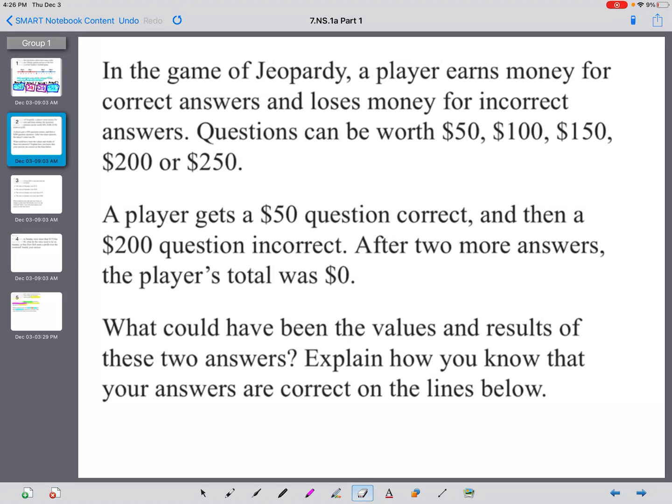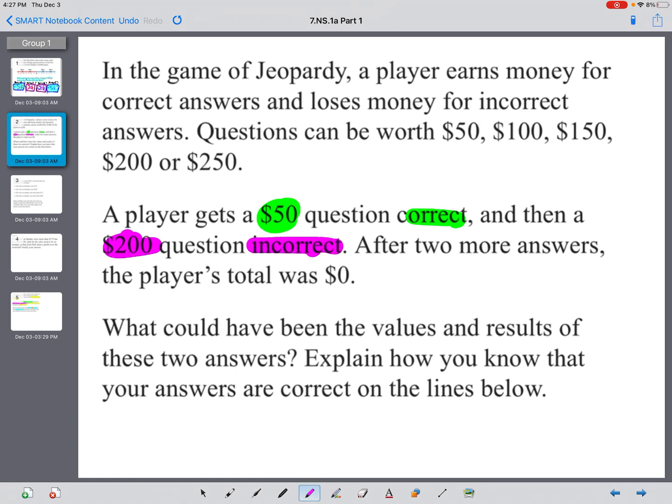In the game of Jeopardy, a player earns money for correct answers and loses money for incorrect answers. Questions can be worth 50, 100, 150, 200, or $250. A player gets a $50 question correct, and then a $200 question incorrect.